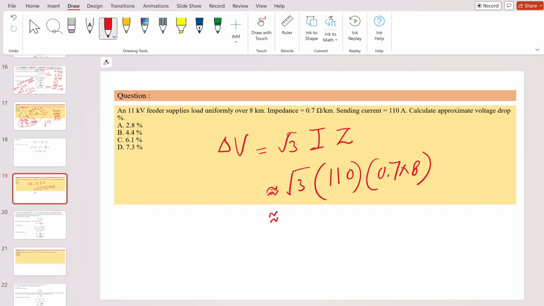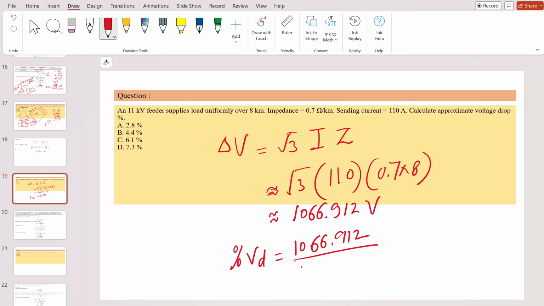That is equal to root 3, that is 1.732, multiplied by 110 multiplied by 0.7 multiplied by 8. You will get nearly 1066.912 volt, and the percentage voltage drop will be 1066.912 divided by 11,000 multiplied by 100, which simply comes out to be 9.6992.